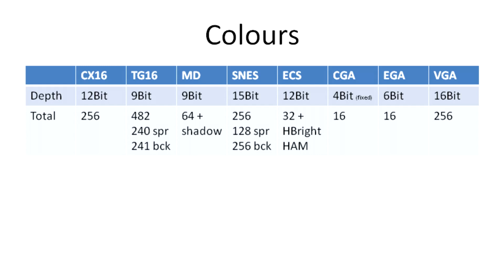ECS has 12-bit color, so ECS and the CX16 have the same color ranges, for a total of 32, plus there's half bright mode, which kind of gets you into 64, depending. And then there's the hold and modify mode. EGA is 4-bit, but it's fixed, and you have a fixed 16-color palette. EGA has a 6-bit palette, but has 16 colors. VGA takes the crown with 16-bit color for 256. Although honestly, 15-bit versus 16-bit, kind of neither here nor there.